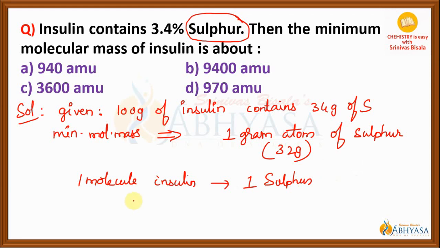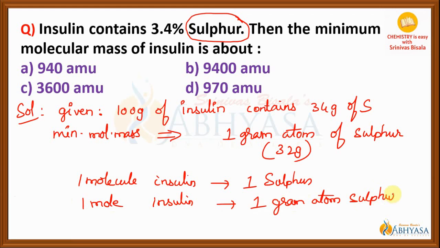We are talking about a minimum value, but I will tell you what is the exact formula of insulin later on after solving the numerical. When we take 1 mole of insulin, definitely it should possess 1 gram atom of sulfur, isn't it? So based on this information, we need to solve further. Let's see.